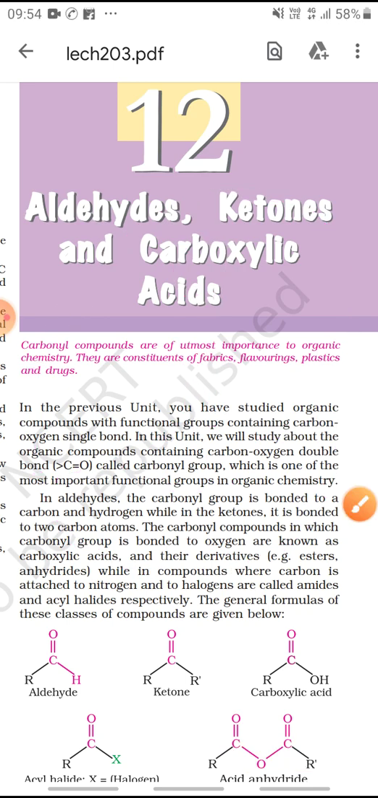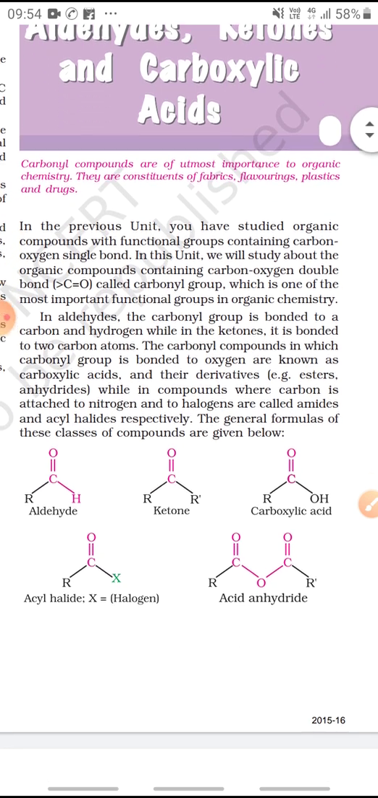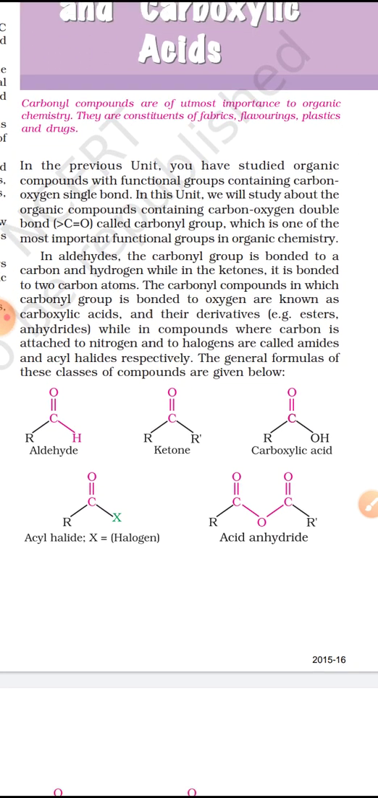Children, in the previous chapter, we have studied about the carbon-oxygen single bond, and now we will be discussing about the carbon-oxygen double bond. Now, it is, you can say, a very important functional group of your organic chemistry and is used as a starting material for the preparation of many different types of compounds. Like esters and anhydrides, they all are the derivatives of carboxylic acid.